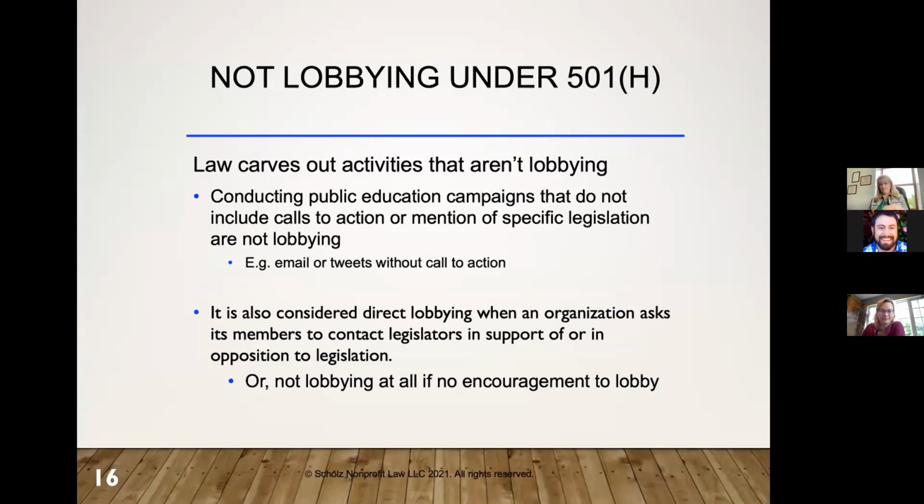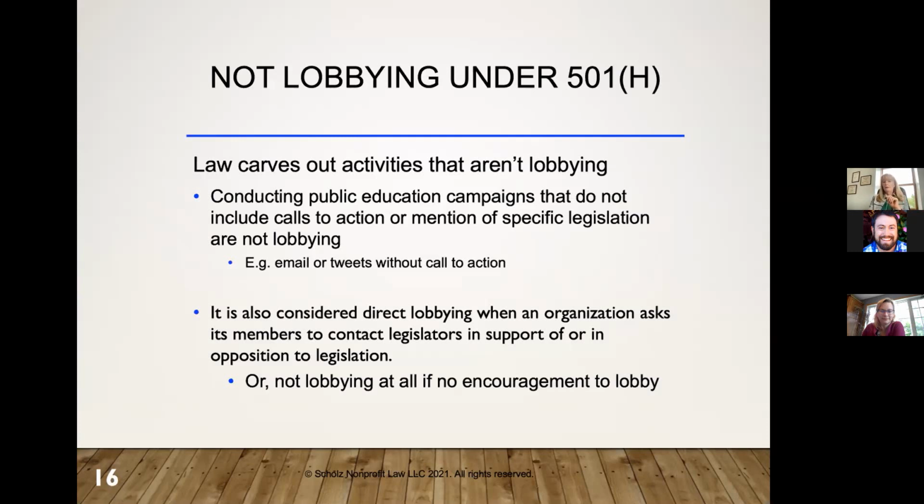There are, like I said, many things that don't qualify as lobbying because they perhaps miss that final call to action. Another general carve out would be public education campaigns. I already said that either don't mention specific legislation or call to action. So tweets, social media, emails, without that. That's a member role that's just confusing, so I will pass on that.